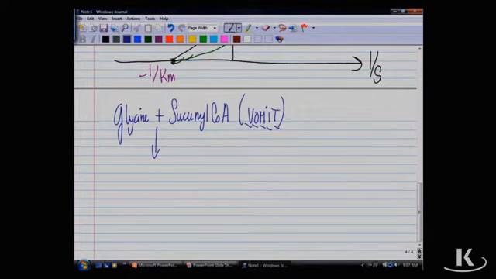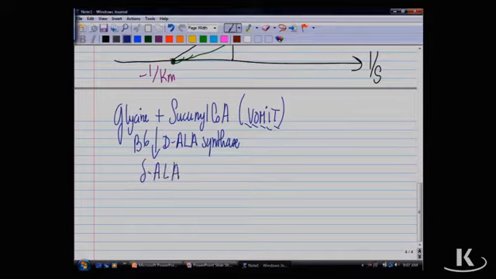That glycine and succinyl-CoA are combined together thanks to ALA synthase, the rate-limiting step of heme synthesis. This is a B6 requiring enzyme. This is the rate-limiting step. It makes ALA, or delta-aminolevulinic acid, and as rate limiting, this is where the barbiturates exert their inducing activity.